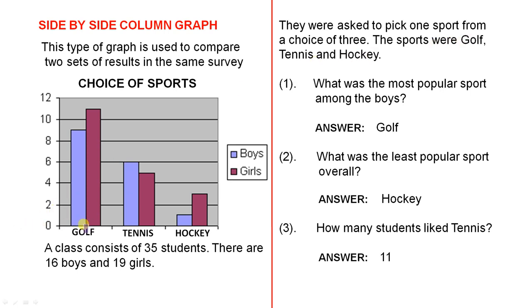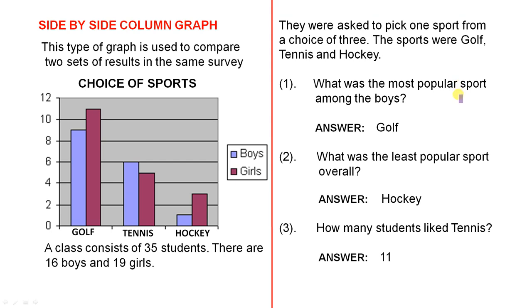With respect to golf, the boys are the blue column and the girls are this colour. The number of boys that picked golf was 9. The number of girls that picked golf was 11. The number of boys that picked tennis was 6. The number of girls that picked tennis was 5. The number of boys that picked hockey was 1. And the number of girls that picked hockey was 3.